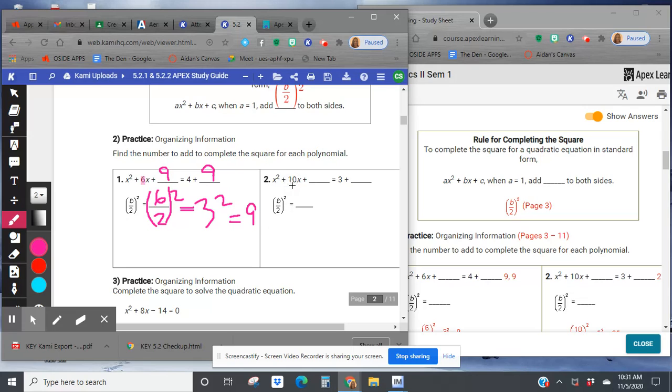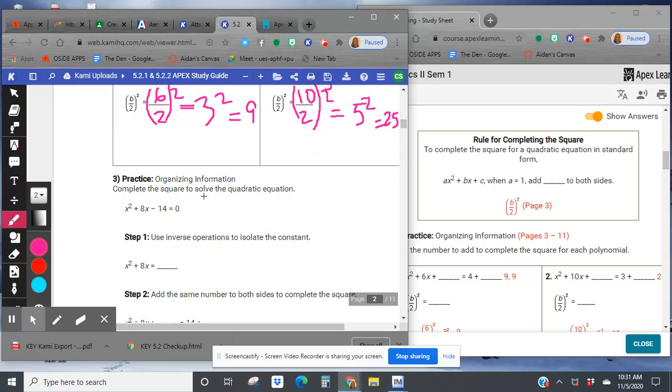On this one, I have a 10 as my middle term. So I'm going to say 10 divided by 2, split that 10 in half, and square it, which gives me 5 squared, which gives me 25. So I'll be adding 25 to both sides of the equation on this one. I just completed the square by adding 25 to both sides. So let's go through a full problem. We're going to give you something in standard form.